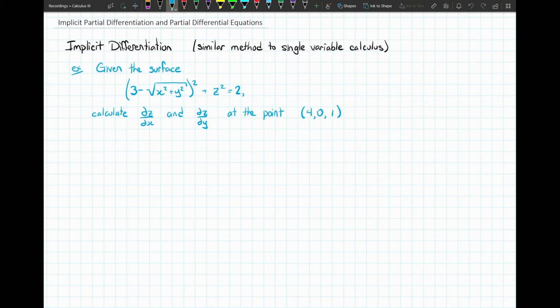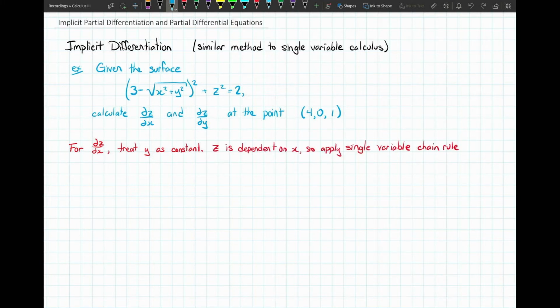Now, if we're looking for the partial derivative of z with respect to x, as we saw in a previous video, we're going to essentially just treat y as constant. But we have to take the derivative of both expressions on the left and right-hand sides of this equation. And every time that we see that we're taking the derivative of some expression involving z, we are treating z as dependent on x. So essentially, we're applying the kind of chain rule that we're used to from single variable calculus.